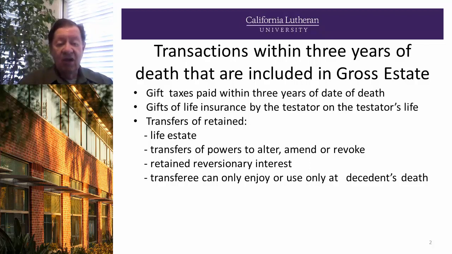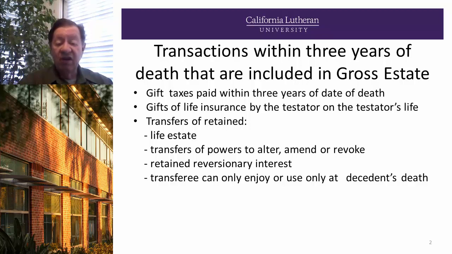The third is transfer of retained items. A retained life estate. If you retain a life estate and you die, that is going to go into your estate. Transfers with any powers to alter, amend, or revoke. It could be a power, could be a trust or whatever, but if you can alter, amend, or revoke the instrument, that will be included in your estate. Again, if it's done within 3 years of death.